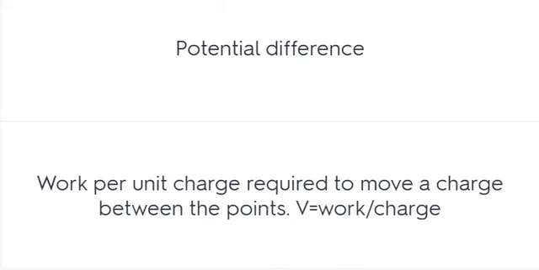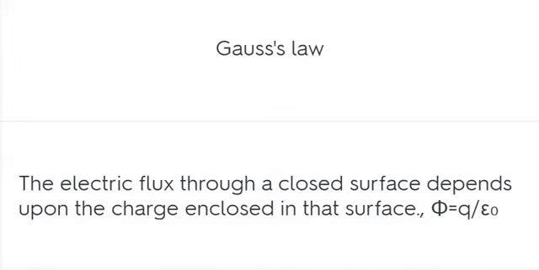Potential difference: the work per unit charge required to move a charge between two points. V equals work over charge. Gauss's law: the electric flux through a closed surface depends upon the charge enclosed in that surface, equal to Q/ε0.